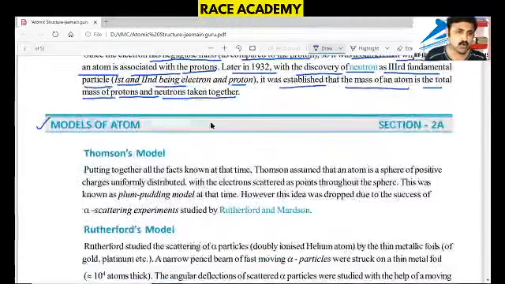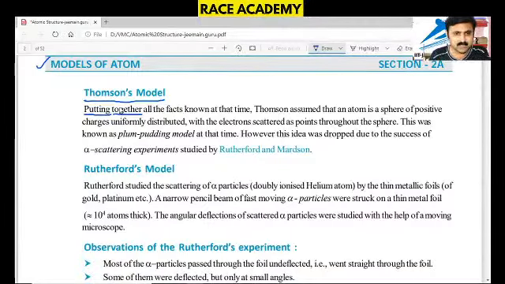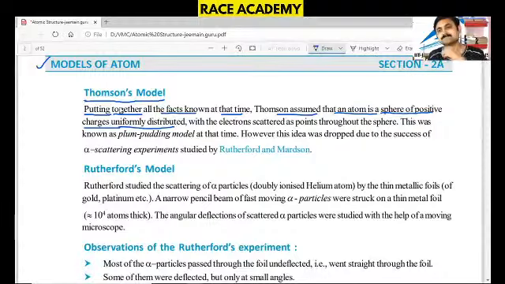Now we will start the models of atoms, how different kinds of arrangements of atoms were discovered. First we will see Thomson's plum pudding model, or watermelon model. Taking together all the known facts, Thomson assumed that an atom is a sphere of positive charge, uniformly distributed, with the electrons scattered as points throughout the sphere. This was known as the plum pudding model at that time.